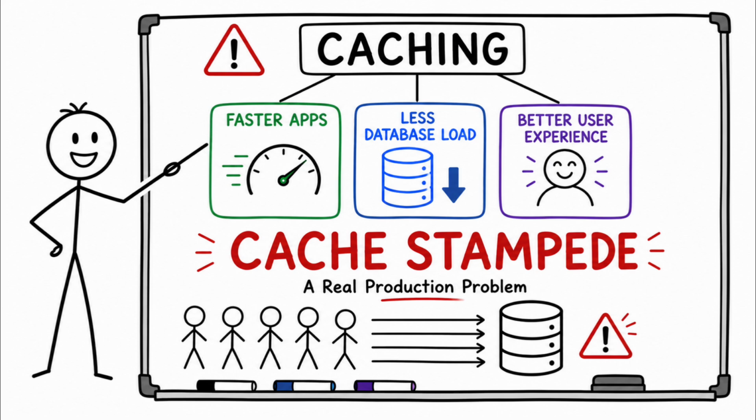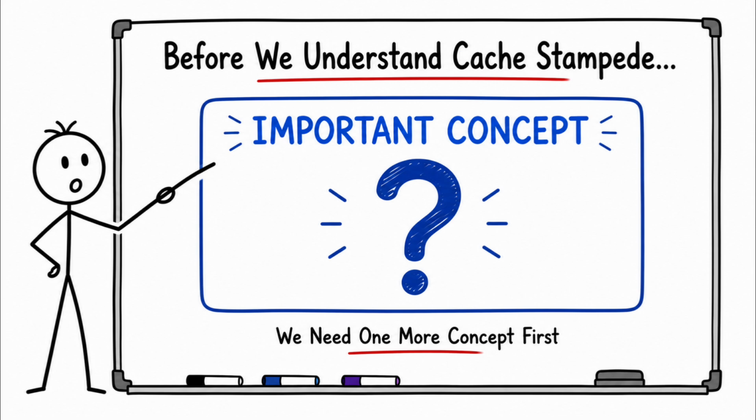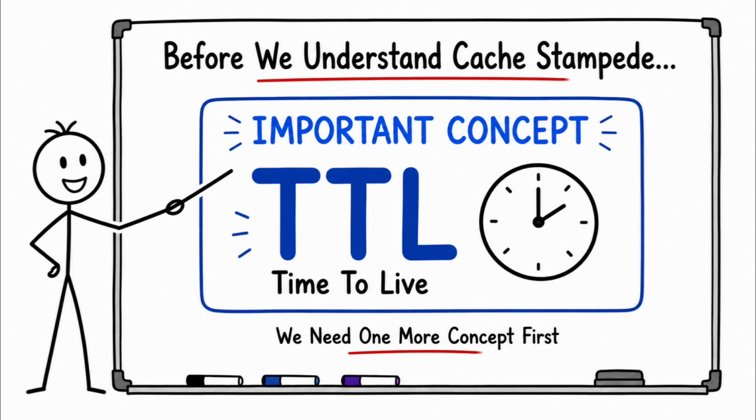By the end of this video, you will understand exactly why it happens, why engineers worry about it, and why this problem appears in real production systems. Let's begin. Before we understand Cache Stampede, we first need to understand one important concept: TTL, time to live.